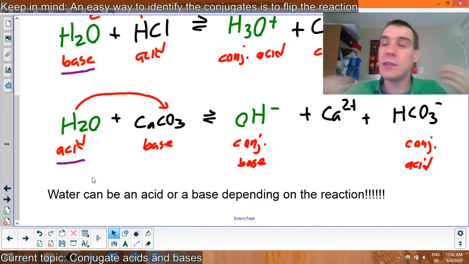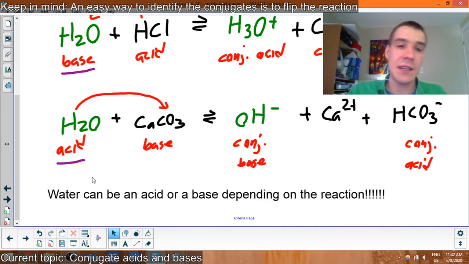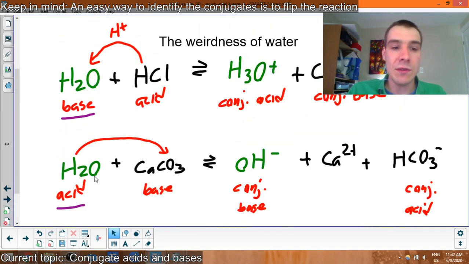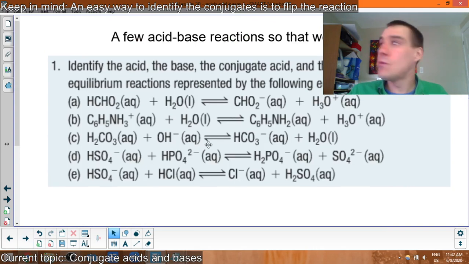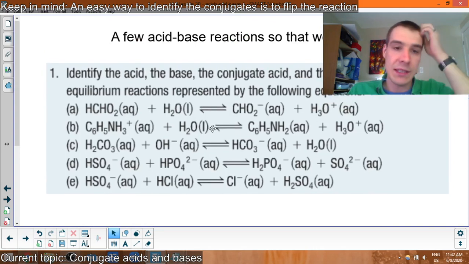Water can be an acid or a base depending on the reaction. If there's an acid in water, the water is going to be a base. If there's a base in water, the water is going to be an acid. So here's a few examples of this, just so we get an idea. I'll do one, and then we'll do the rest in class.